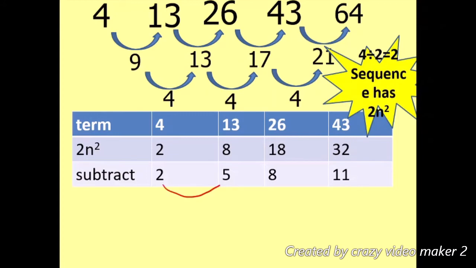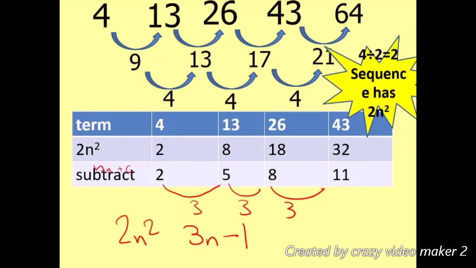So what I'll do here is work out the nth term. The difference here is 3 again, so I know that's going to be 3n minus 1. So this one here is 3n minus 1. And remember, this is the same as bn plus c. So I know my sequence now is going to be 2n squared plus 3n minus 1.